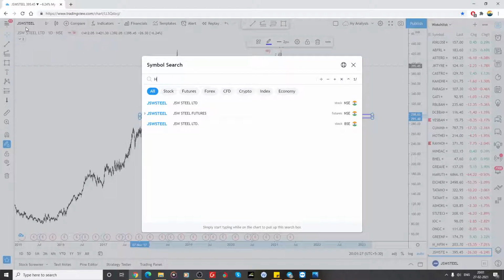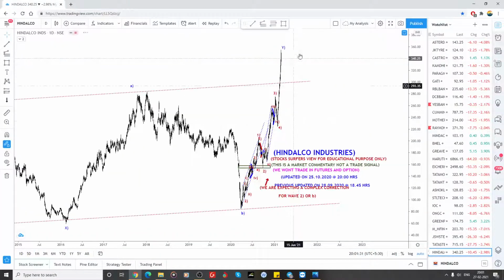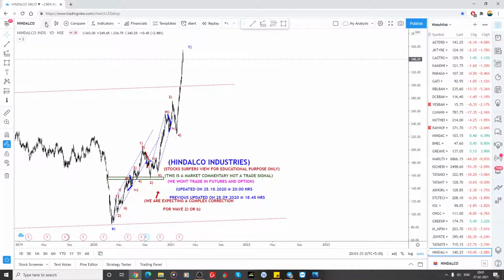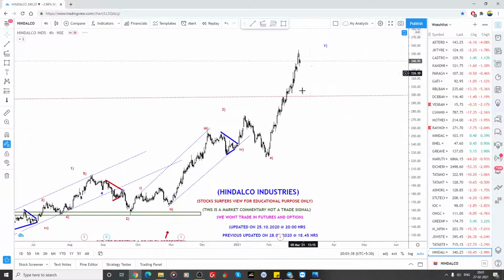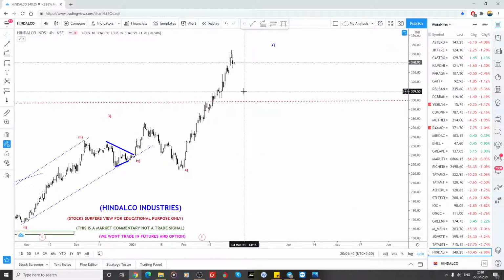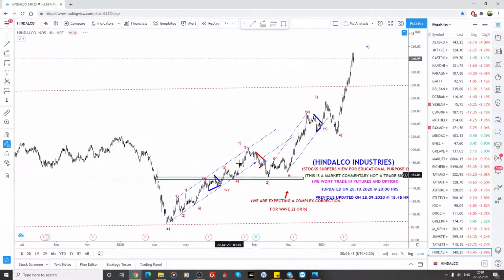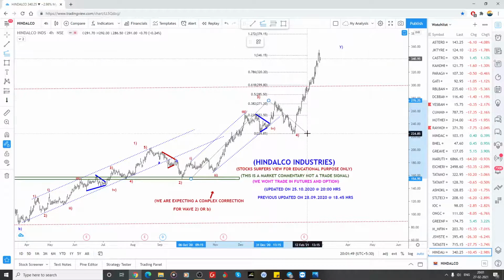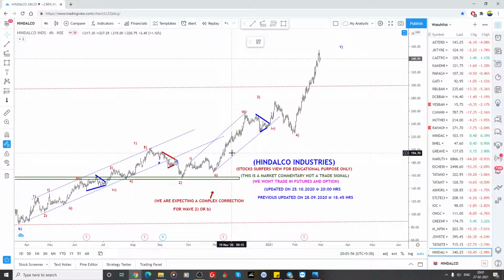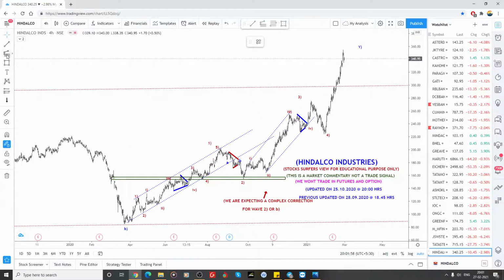So Hindalco has made a new high, and as I said, Hindalco has also achieved that target. In the Nifty, it didn't fall a lot, and it has already achieved the target. So here 1, 2, 3, 4, 5, and here I have one doubt. Wave 5 is above wave 3, it is longer than wave 3, so that is not possible.